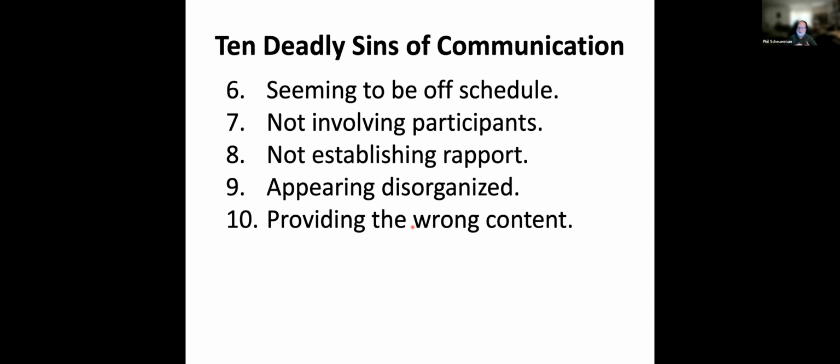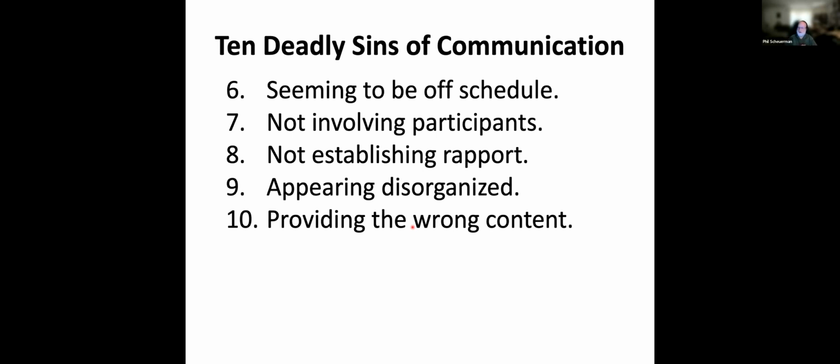Appearing disorganized. Again, the biggest way you appear disorganized is to not have the equipment ready, or not know how to use the equipment. All of us have been to many talks where a person brings in a jump drive or emails a presentation and they can't get it open. They can't figure out how to make it work. And one of the deadly sins with PowerPoint is embedding video. Make sure that embedded video works. More times than not, it won't. And so again, this looks disorganized and unprepared.